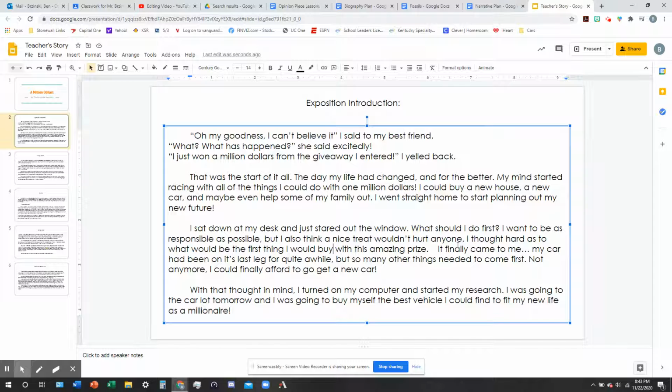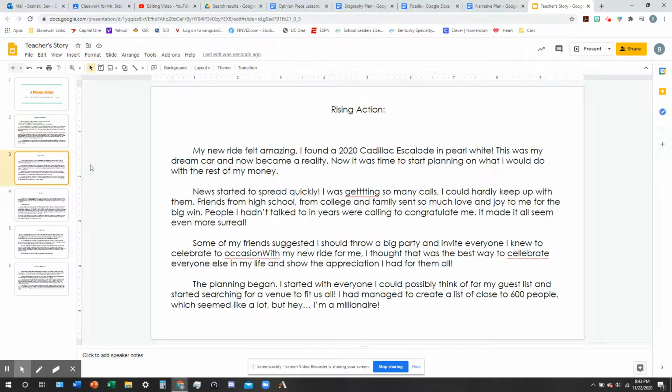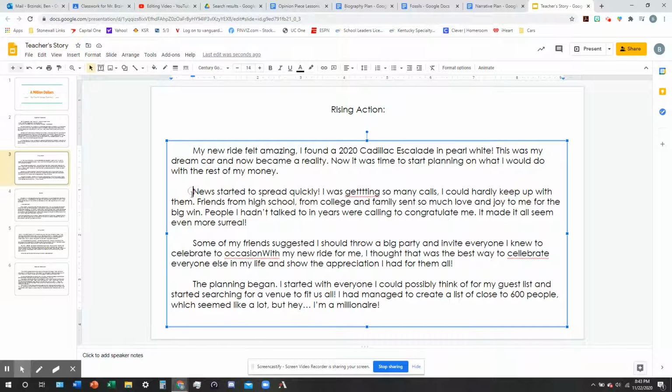All right, let's see. The rest of my paragraphs look great. Okay, let's move on to the next slide here. Okay, looks like I have a lot of red underlined words here. Let's just make sure that my paragraphs look good. Okay, indentations on all these paragraphs, which is fantastic. That's what I'm looking for, making sure all my paragraphs are indented.